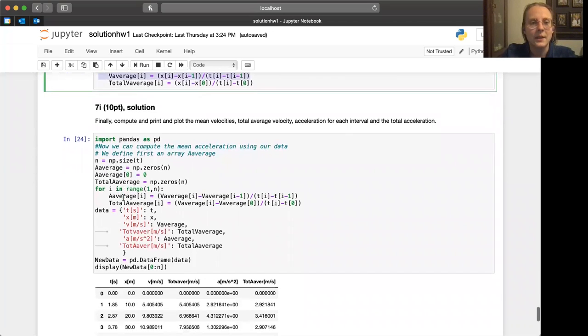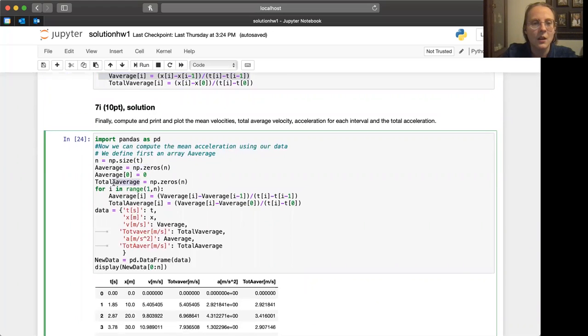So moving on to acceleration, we do the same thing. We set up arrays to hold our data once we calculate it. We loop through the intervals between 1 and 9. And for each one, we calculate the average acceleration, which would be the acceleration between the current interval and the previous one. And then we calculate the total acceleration, which is the acceleration between the current interval and the very beginning. So hopefully that cleared up what that question meant. If you still have questions, please feel free to contact any member of the teaching staff and we'll help you.